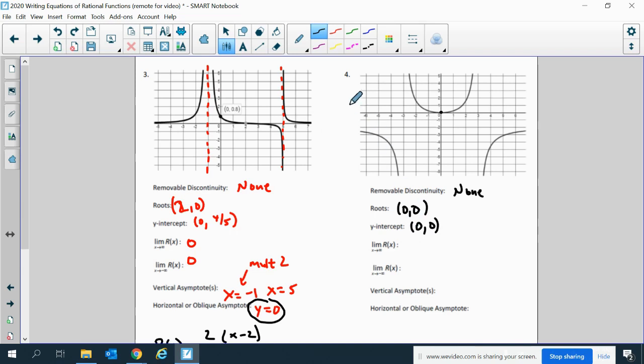It appears that we have a horizontal asymptote at negative 2. There's a vertical asymptote at what appears to be 3 and negative 3. And the horizontal oblique asymptote is at y equals negative 2.